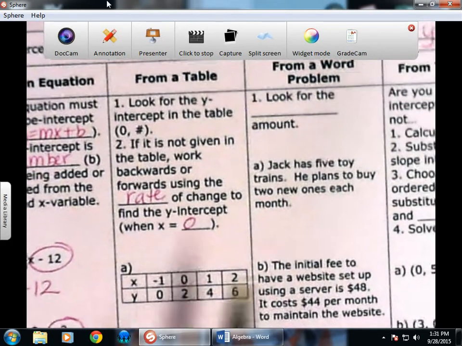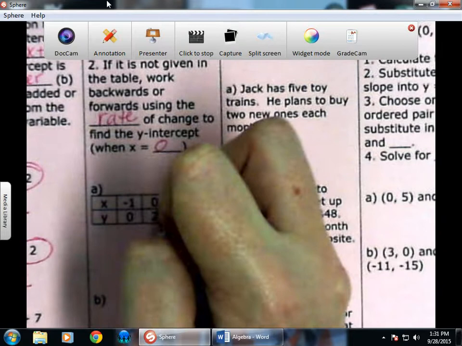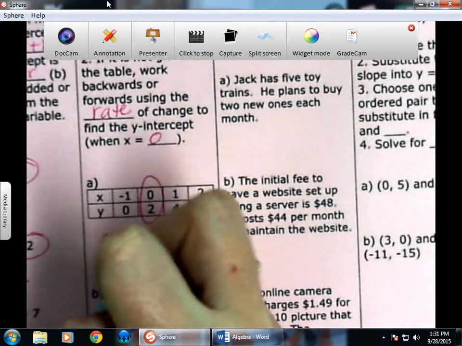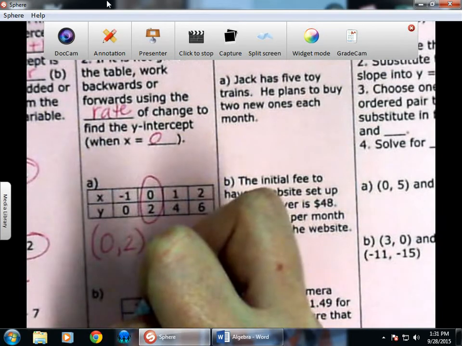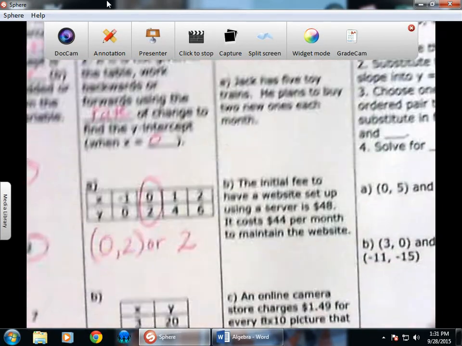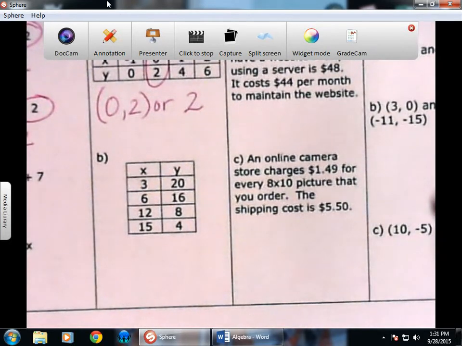So if I look at example A, I'm looking for when x is 0. So x is 0, y is 2. So my y-intercept is (0, 2), or just 2. Okay, you're going to do B on your own. B does not have the y-intercept in the table, so you're going to have to look for it. Pause and we'll continue.